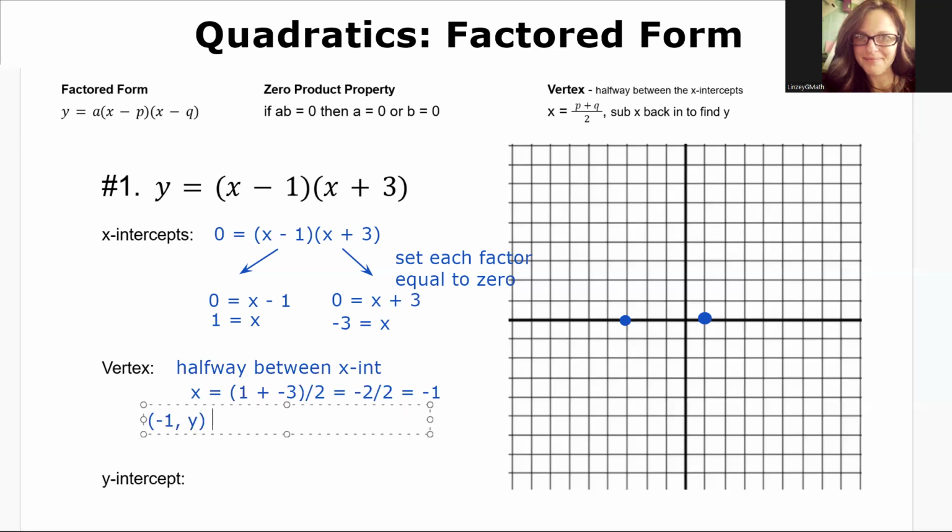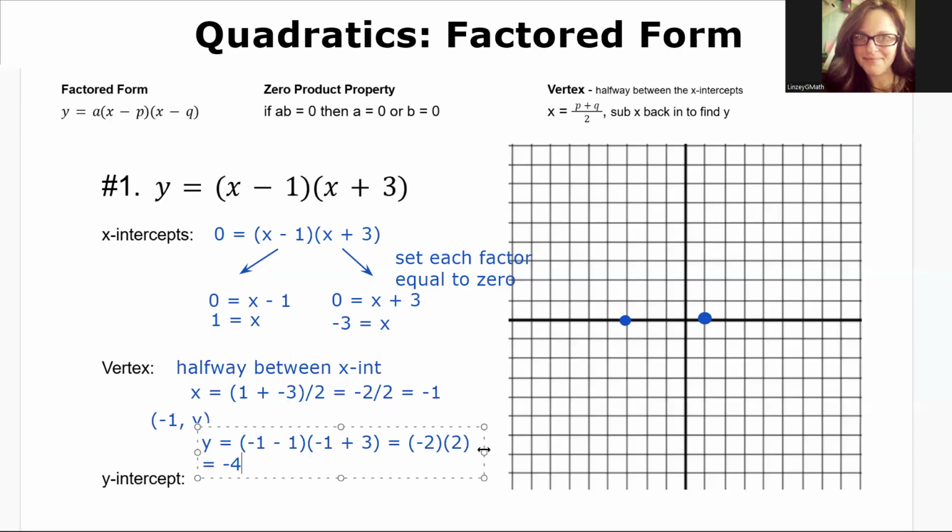We'll substitute negative 1 back into the equation to find our y value. Substitute negative 1 in for x to find the y value. And we get negative 4 for the y value of our vertex.